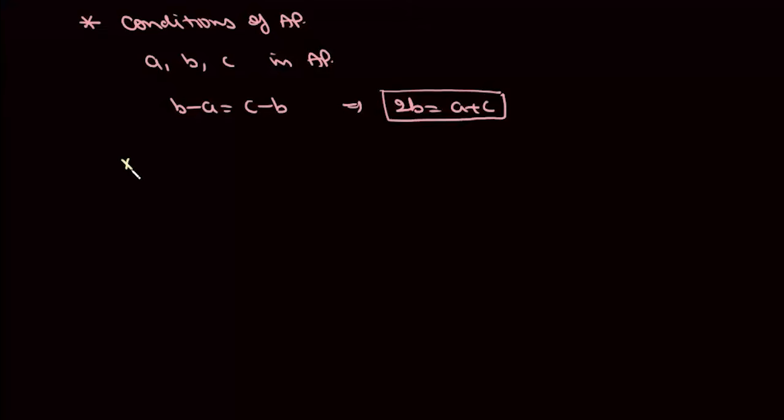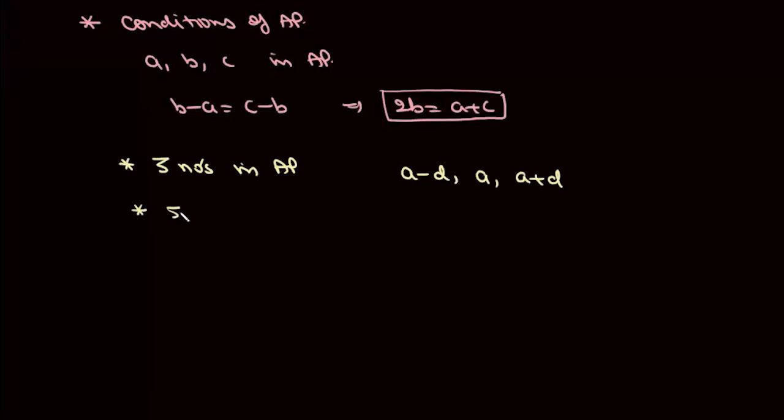And if we have to choose three numbers in AP, we can choose them as A minus D, A, and A plus D. If we have to choose five numbers in AP, we can choose them as A minus 2D, A minus D, A, A plus D, and A plus 2D.